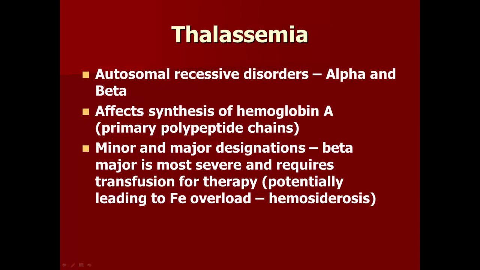It has both minor and major. Thalassemia beta major is the most severe form of this disease and frequently requires transfusion therapy for homeostasis. The difficulty with the transfusion therapy, and this is not only with this disease, it's anyone who requires frequent transfusion, is hemosiderosis. Hemosiderosis is increased iron storage in the liver and actually causes liver dysfunction.